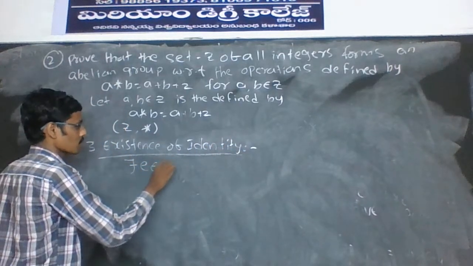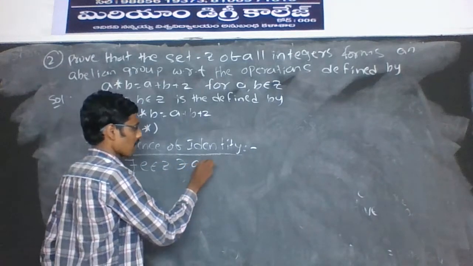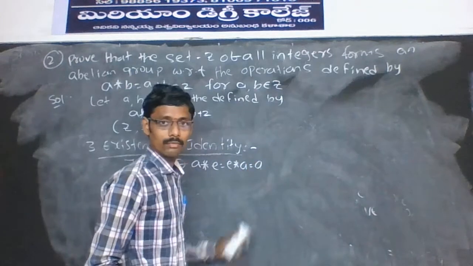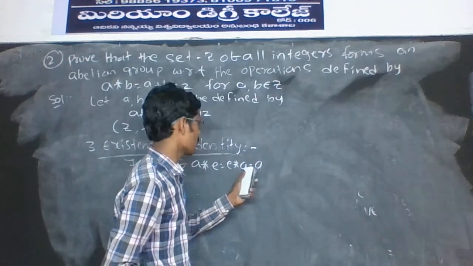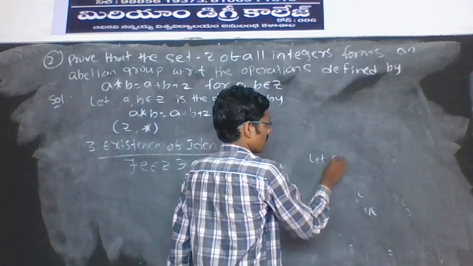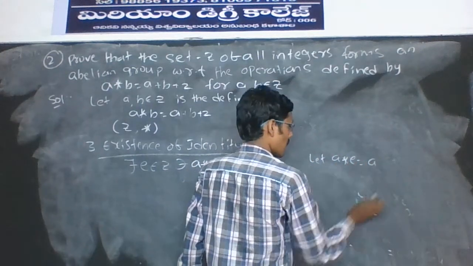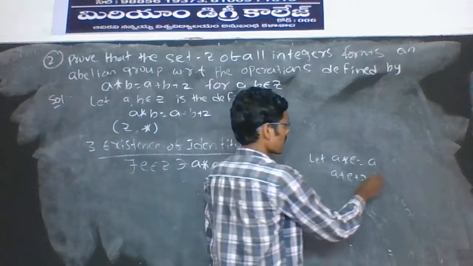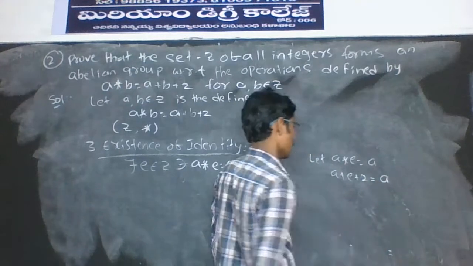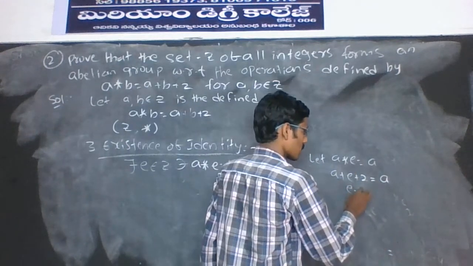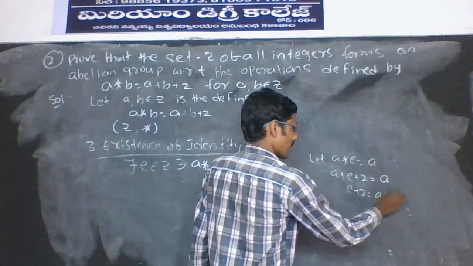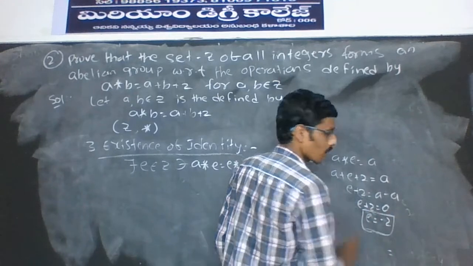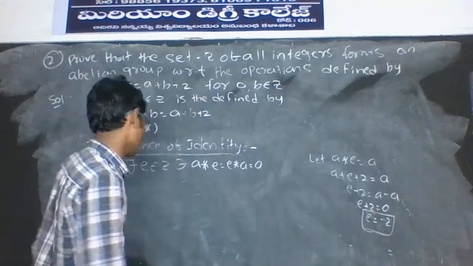There exists e belongs to Z such that a star e is equal to e star a is equal to a. Take a star e, defined as a plus e plus 2. a plus e plus 2 is equal to a. The a cancels. e plus 2 is equal to 0, so e is equal to minus 2. e is equal to minus 2 is the identity element.